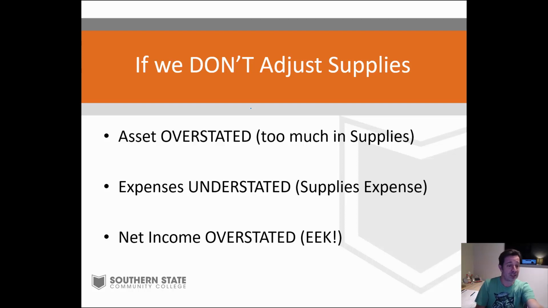If we overstate our assets and make our company look better than it really is, eventually we get in trouble. We get busted on it, called fraud, and people go to jail, and the company goes bankrupt, and all kinds of bad things happen. So we don't want to overstate our assets. Our expenses would be understated because we didn't record supplies expense, and again, we're overstating net income, how much money we've truly made in profit if we understate our expenses.